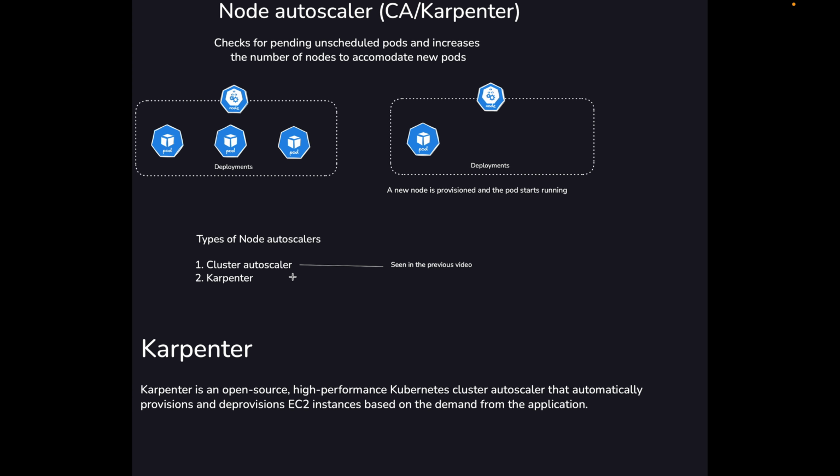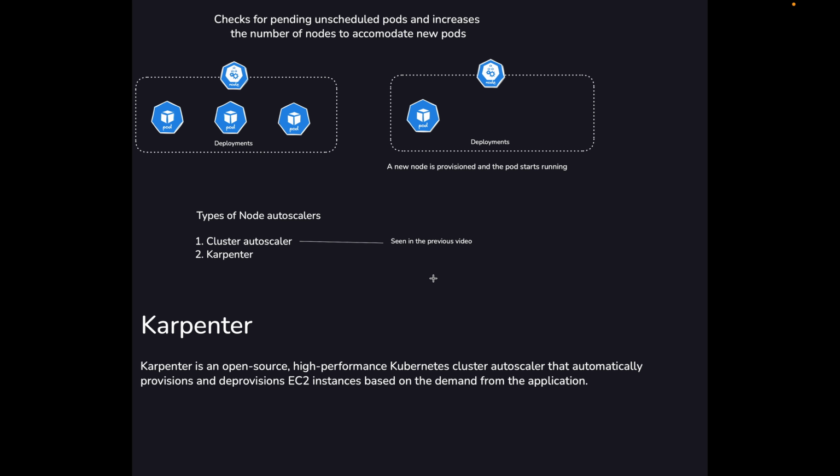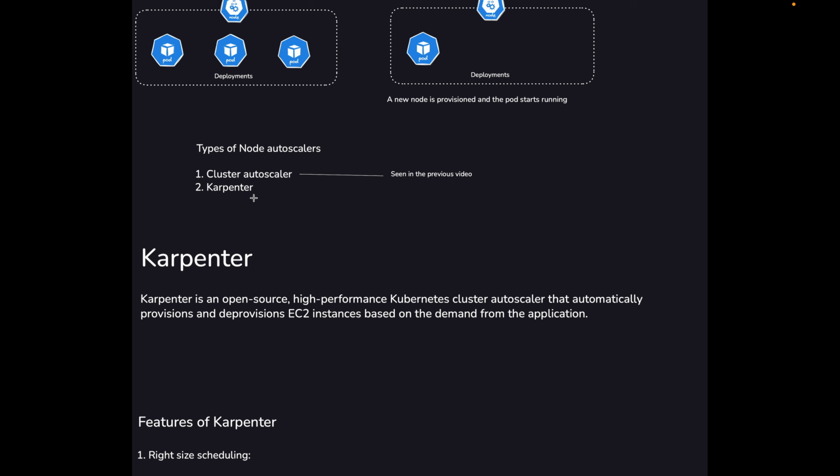So talking about node autoscalers, there are two types of node autoscalers. One of them is the cluster autoscaler, which we have already seen in the previous video. So if you have not seen the previous video, I'll recommend you to go and watch that video, because there I have explained the cluster autoscaler in detail. And in this video, we are going to be learning about Karpenter.